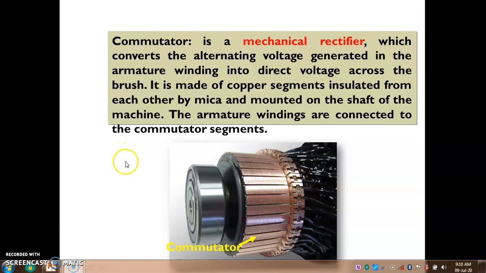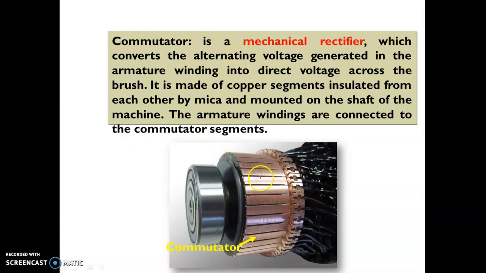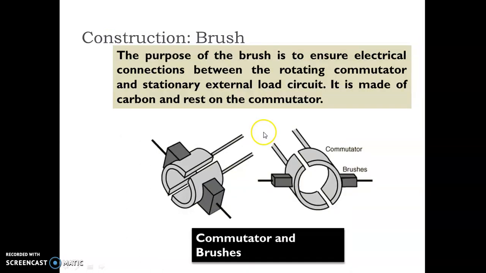In part 2, I was discussing how the mechanical rectifier converts the AC generated voltage into DC. Now I will go to the third part of the video, which will give you the idea of the construction of brushes. The purpose of a brush is to ensure electrical connection between the rotating commutator and the stationary external load circuit. It is made up of carbon.